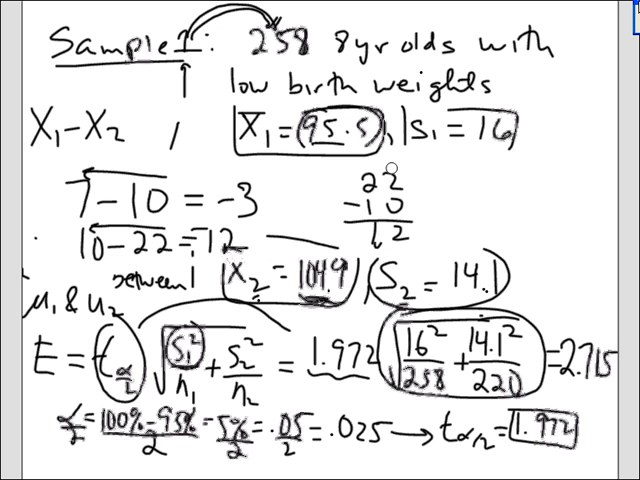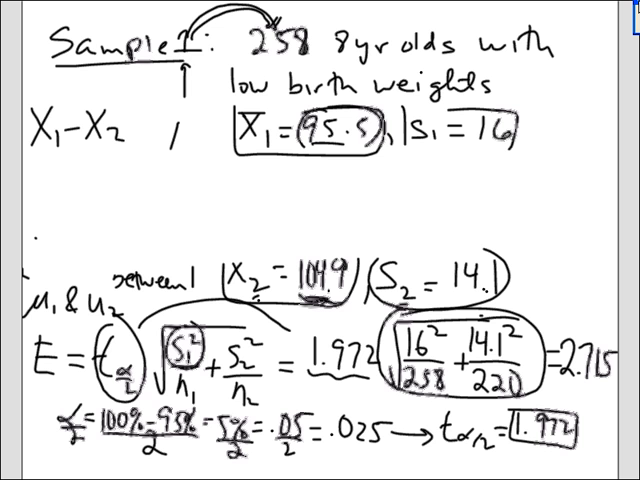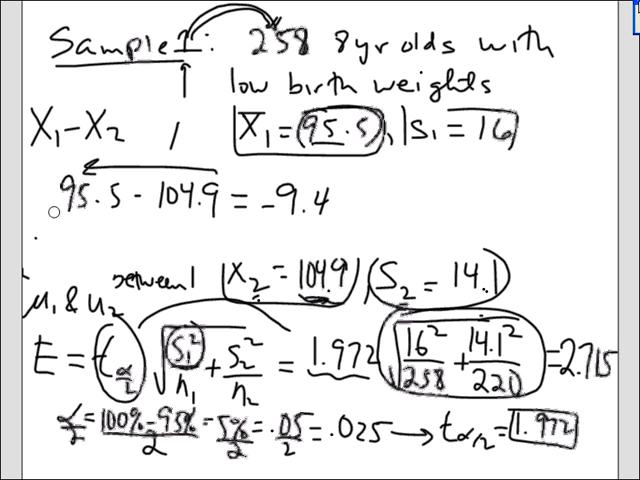And why am I saying that? Because X1 is smaller than X2. Instead of doing 95.5 minus 104.9, you can do it backwards. And what you are going to get if you do it backwards is 9.4. But you do it backwards, it's negative. That's X1 minus X2. That's X1 minus X2. And that's a big portion of the formula.